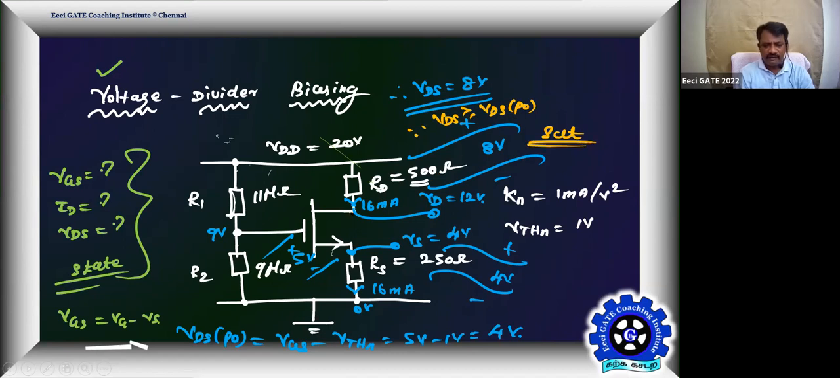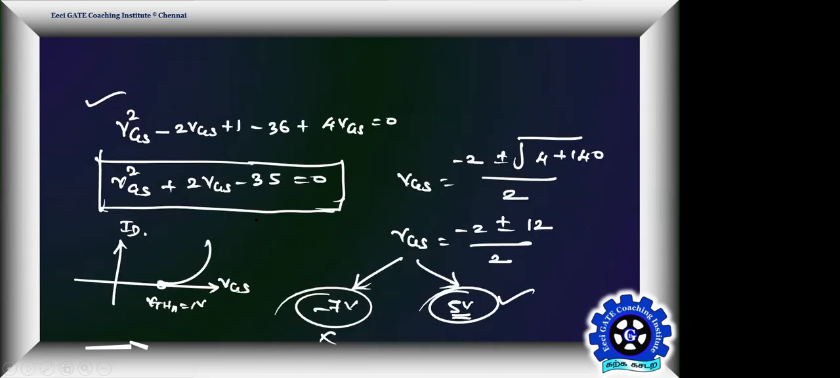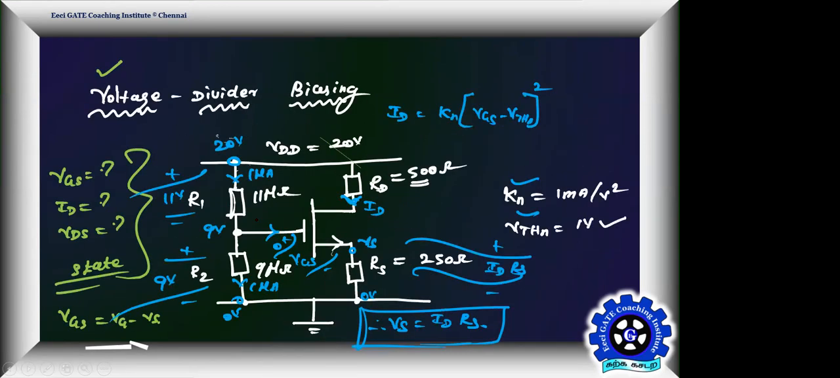Then all the responses are valid, because we assumed the device is in saturation only when we got this current. Once you prove it is in saturation, all the responses are valid. That's how we can do the analysis for voltage divider bias. Ready? Easy, Sweta? Yes, sir. Easy, Dinesh? Following right? Yes, sir. That's the analysis.